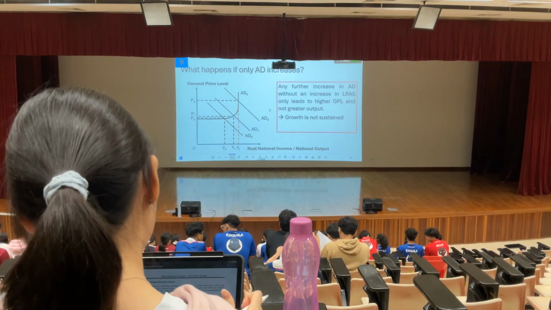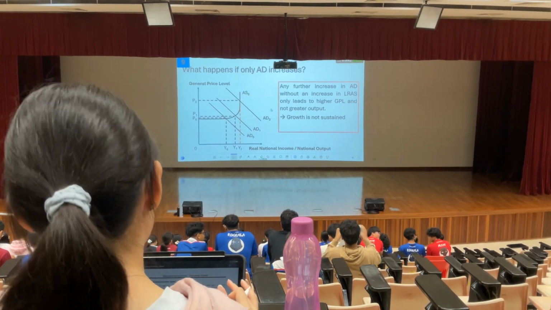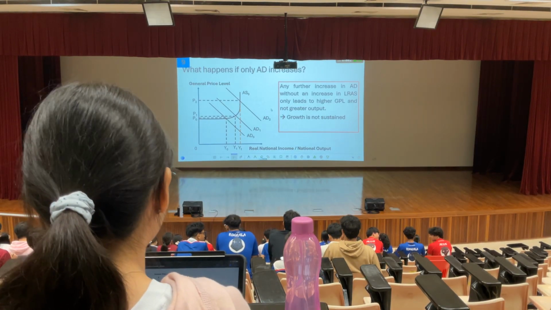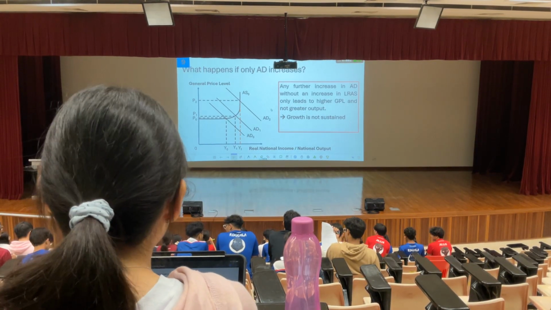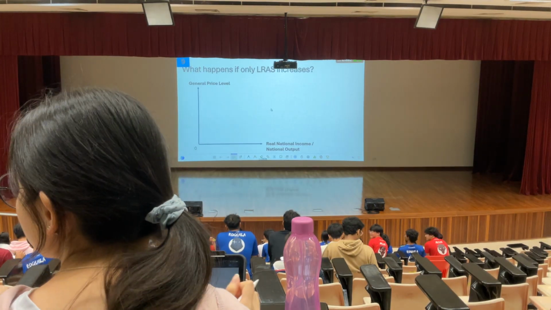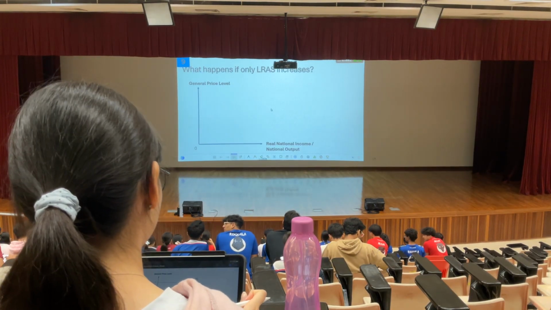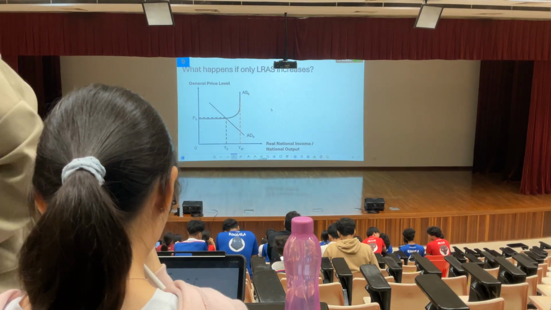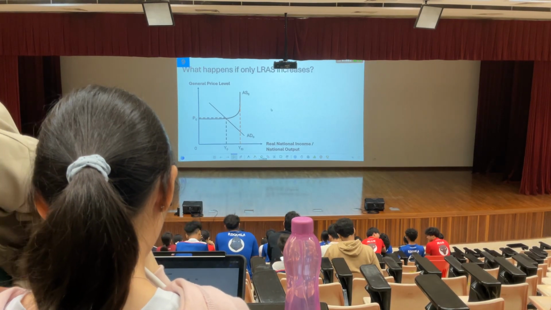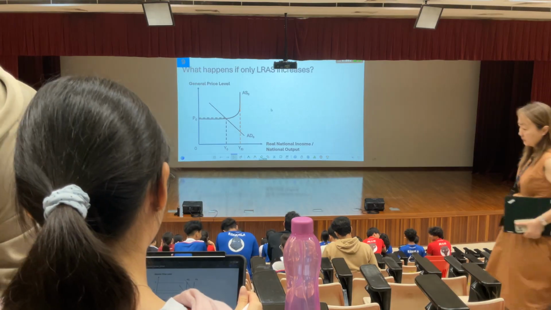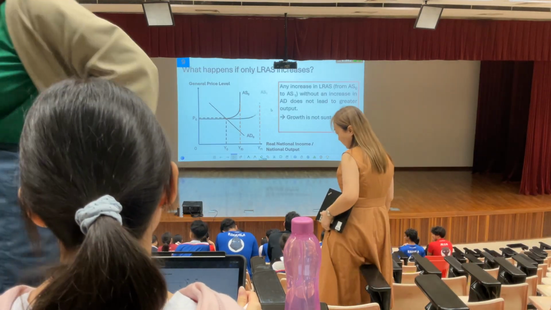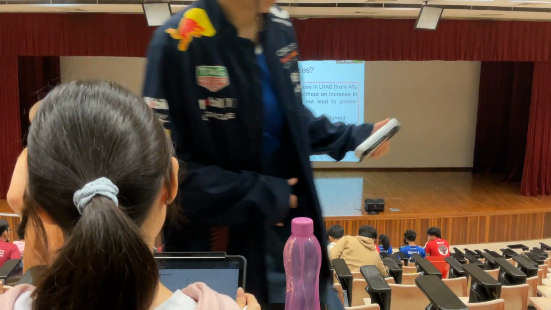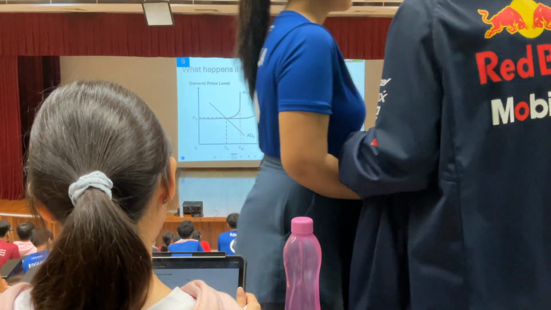That's where your growth is not sustained. So if you only have your AD increasing, growth cannot be sustained. Similarly, let's look at what happens when only your LRAS increases. The original equilibrium is here, AD remains the same. There's no increase in AD, you only increase LRAS. So your LRAS shifts to the right. You increase the productive capacity of the economy.